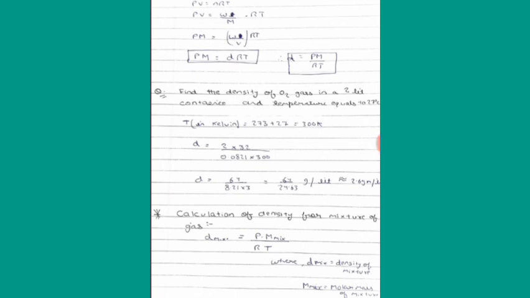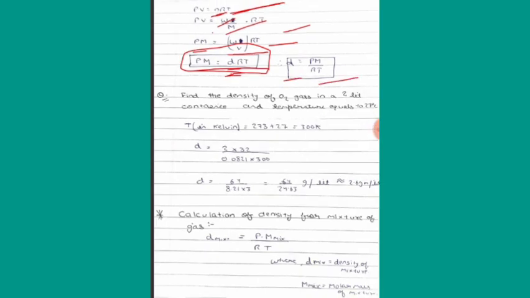According to the ideal gas equation, PV equals nRT, where n is the number of moles, which can be written as given mass by molar mass, which is W by M. So PV equals W by M RT. Now we will take M on the LHS and V on the RHS. So PM equals W by V RT, where W by V is mass by volume, which is density. So PM equals dRT is an important formula for deriving density. So density equals PM by RT.